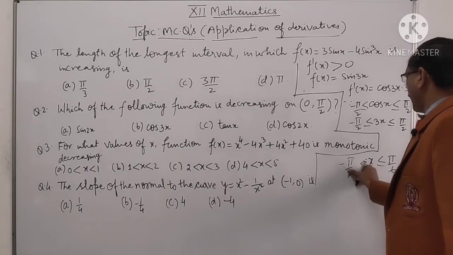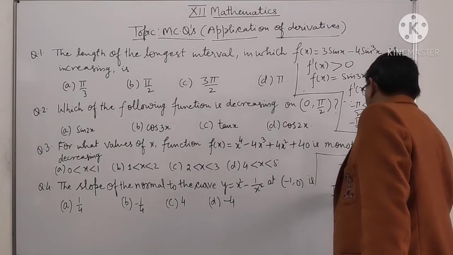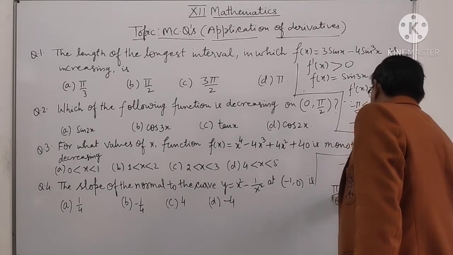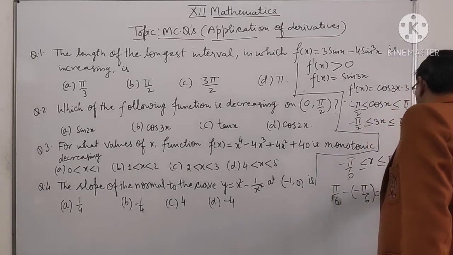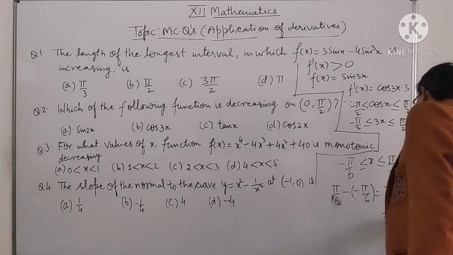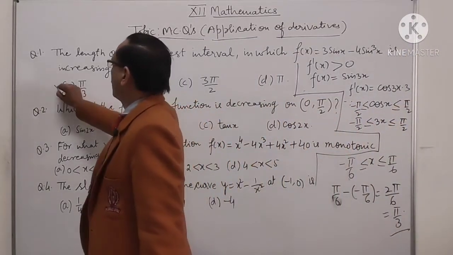Now, the length of the interval is pi/6 minus (-pi/6). It is 2pi/6, or pi/3. So the length of the interval is pi/3, hence option A is correct.